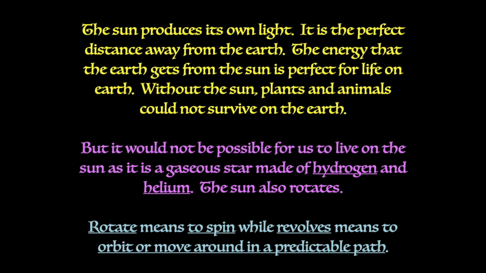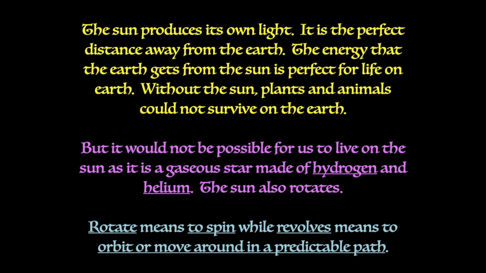The sun produces and gives off its own light, its own energy. Our Earth would not be able to survive if it was closer or too far away, pointing to a creator, God. Not only is the sun made up of hydrogen and helium, but the sun also does something very similar to what the Earth does. It rotates. Rotation refers to spinning. So the sun actually spins.